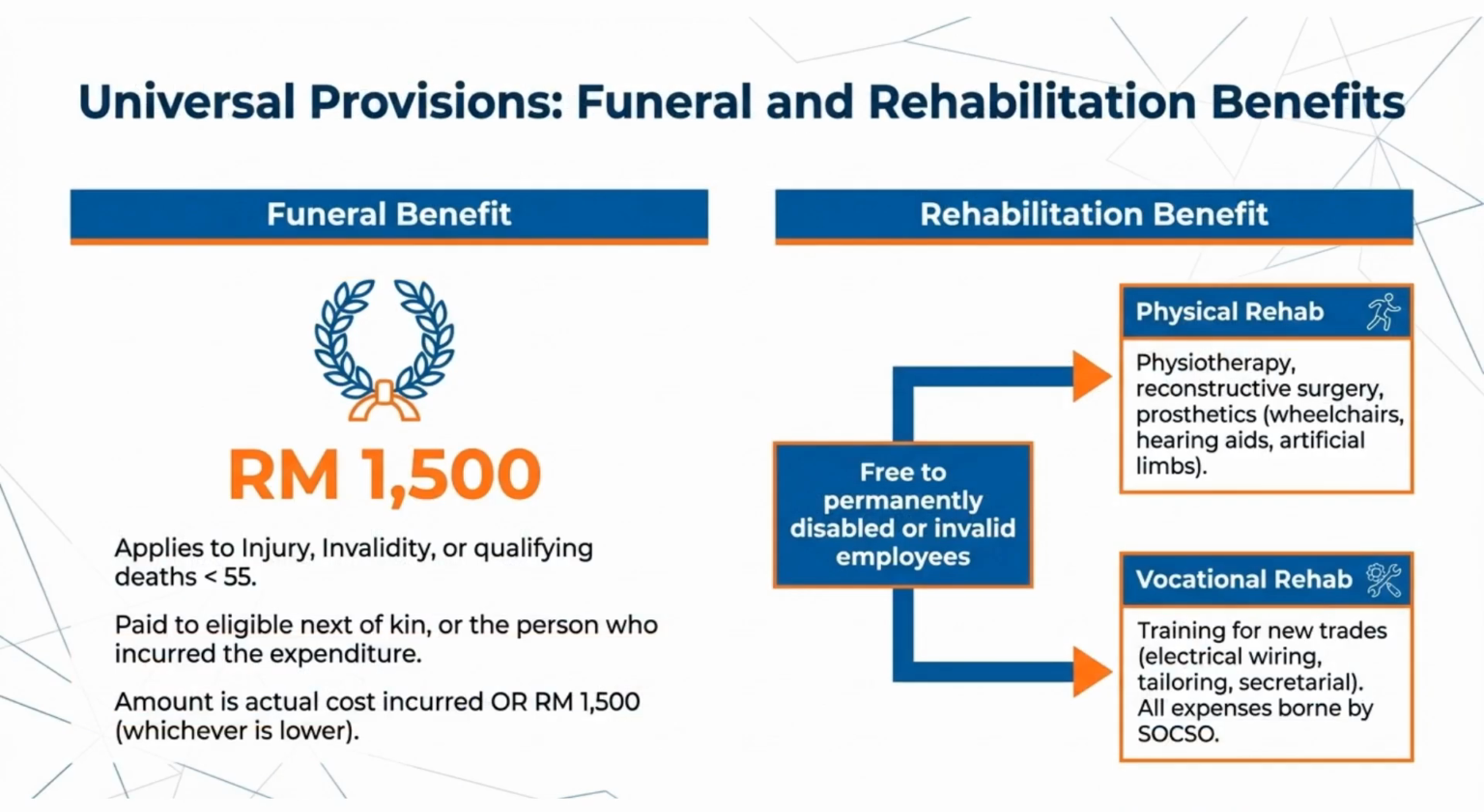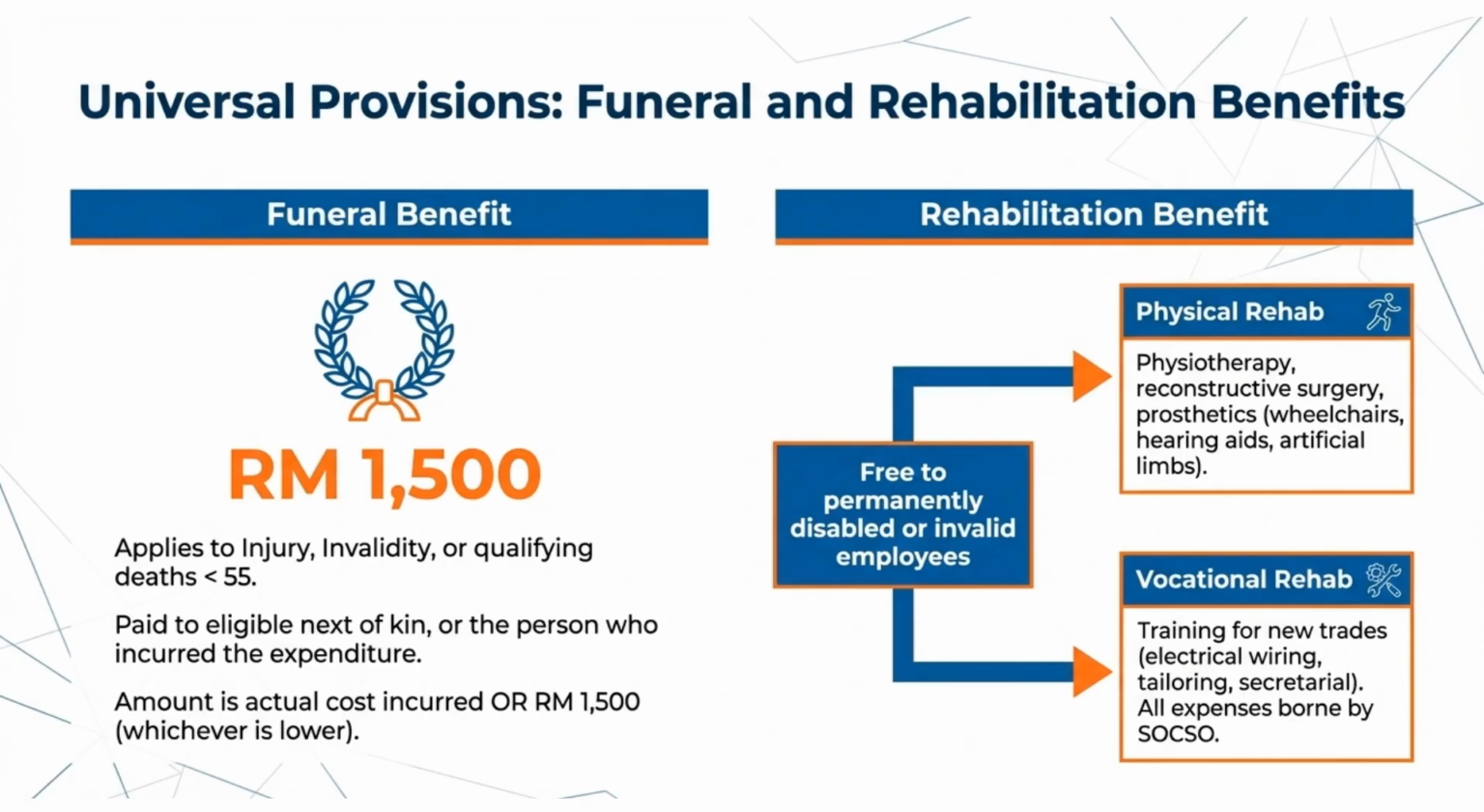The funeral benefit is RM1500, payable when an employee dies as a result of an employment injury while receiving disablement benefit, while receiving invalidity pension, or before reaching age 55 if the full or reduced contribution qualifying conditions are met. Payment goes to the eligible next of kin. If there are no next of kin, it goes to the person who incurred the funeral expenditure. The actual amount paid is the lesser of the actual funeral cost, or RM1500.